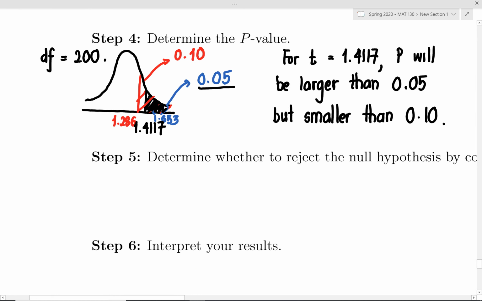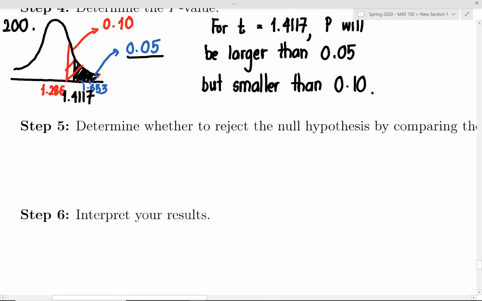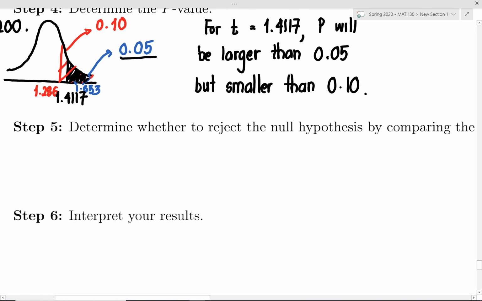I say the area to the right of 1.286 is 0.10, the area to the right of 1.653 is 0.05. So the question is, what is the area to the right of 1.4117? It has to be less than the area shaded in red, but bigger than the area shaded in purple. So in that case, we know the area has to be between 0.05 and 0.10, which means the p-value corresponding to that test statistic at degree of freedom 200 is going to be between 0.05 and 0.10.